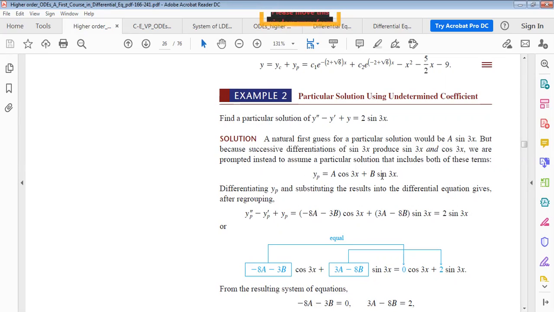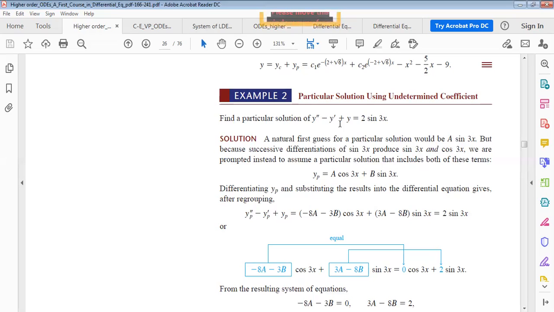Remember it. We have to take this as the particular solution. Understand, everybody? So for a trigonometric function, if the coefficient is more than 1, then we have to take the particular solution in this way: a cos 3x plus b sin 3x. If instead of 3 there is 2 or more, then we can take a cos something x plus b sin something x.